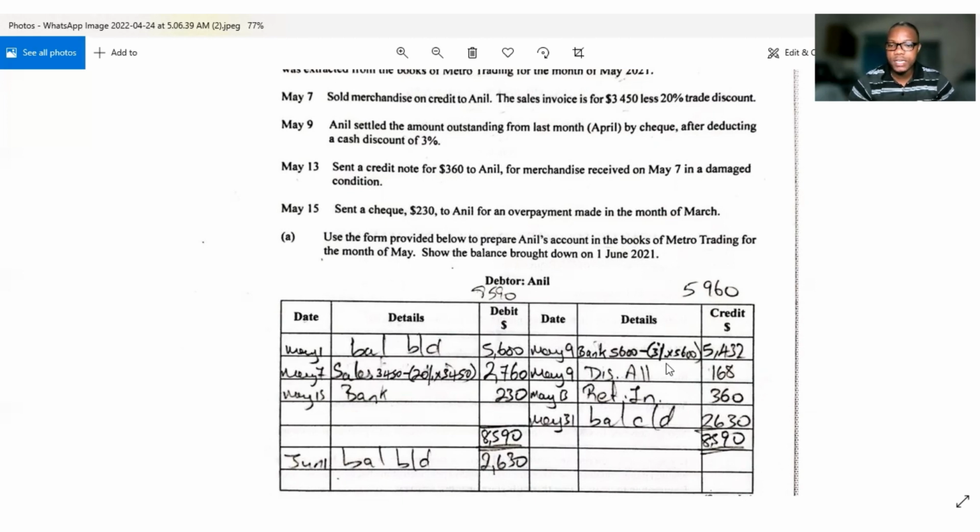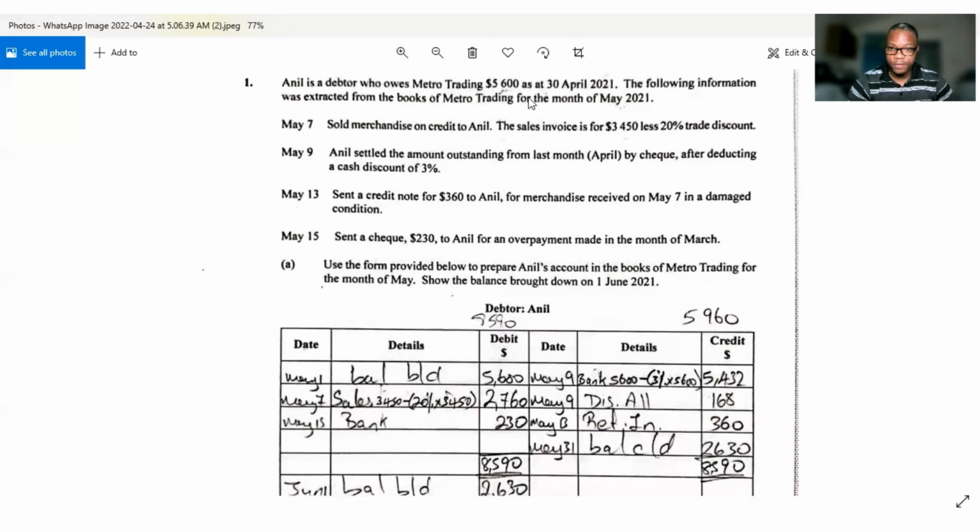So you will put it on the credit side. So it's reducing the debtor, right? Again, you would need to calculate 3% of 5,600. How did I get 5,600? Because it said that Anil settled the amount outstanding from last month, which was the balance from last month, which was what? 5,600. So it's going to be 3%, right?